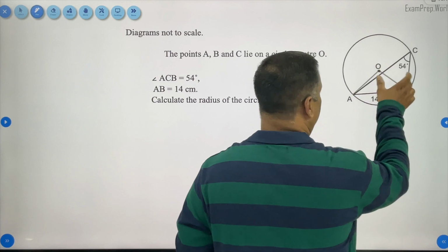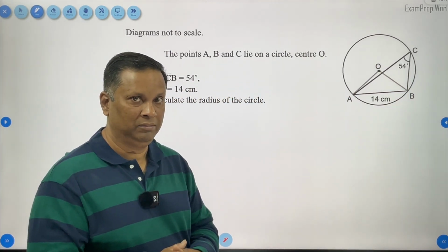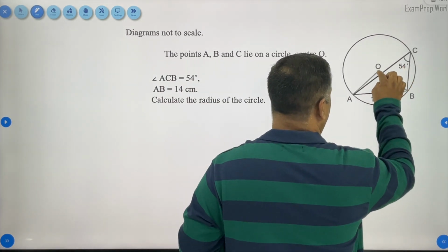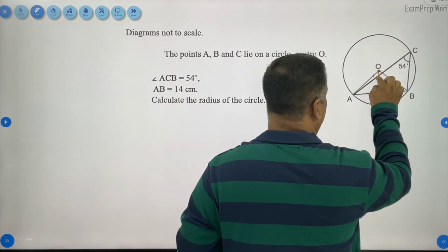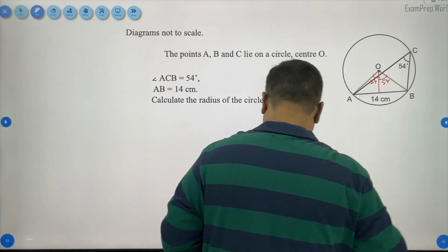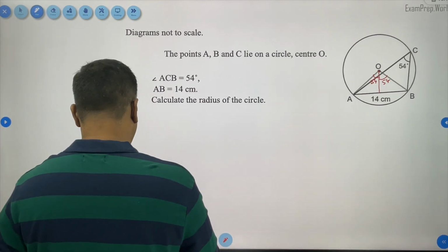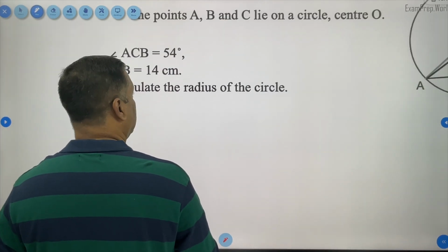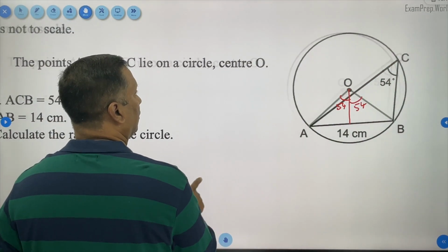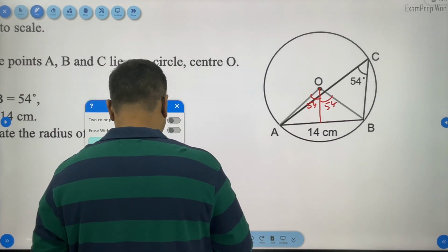Now they are asking us OA or OB. Till now it was only angles, now they are asking side. How to do? So if this is 54, if I draw this line, this will be 54 and this will be 54. I will zoom it for you so that you can see clearly. Now why it is 54, 54? Let me explain to you.